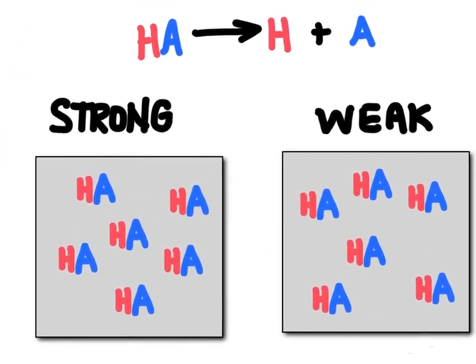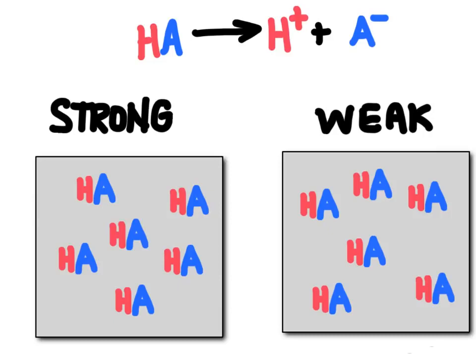So first, the difference between a strong and weak acid. When an acid or a base dissociates or dissolves in water, it's going to split apart. And for acids, they're going to split into hydrogen ions and then some kind of anion, something with a negative charge. And so hydrogen ions have a positive charge. If an acid or a base is going to be strong, it means it's going to dissociate 100% or completely.